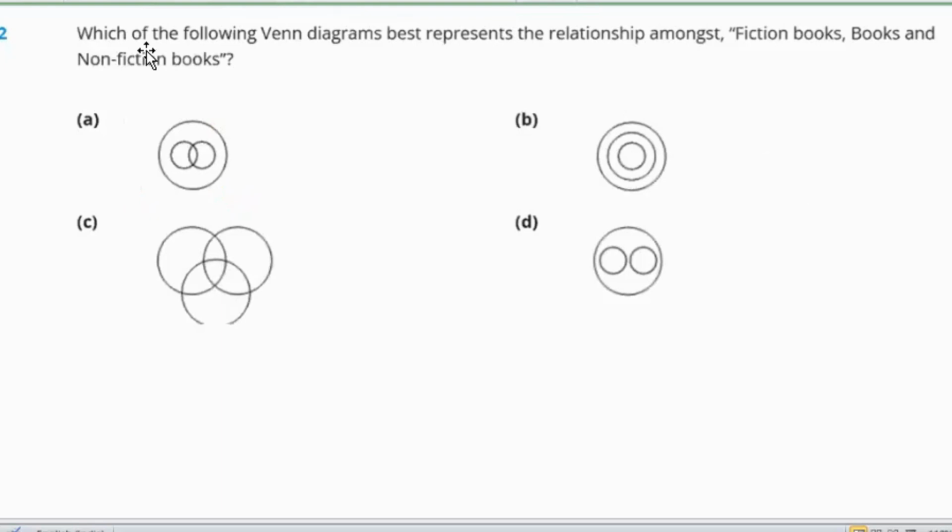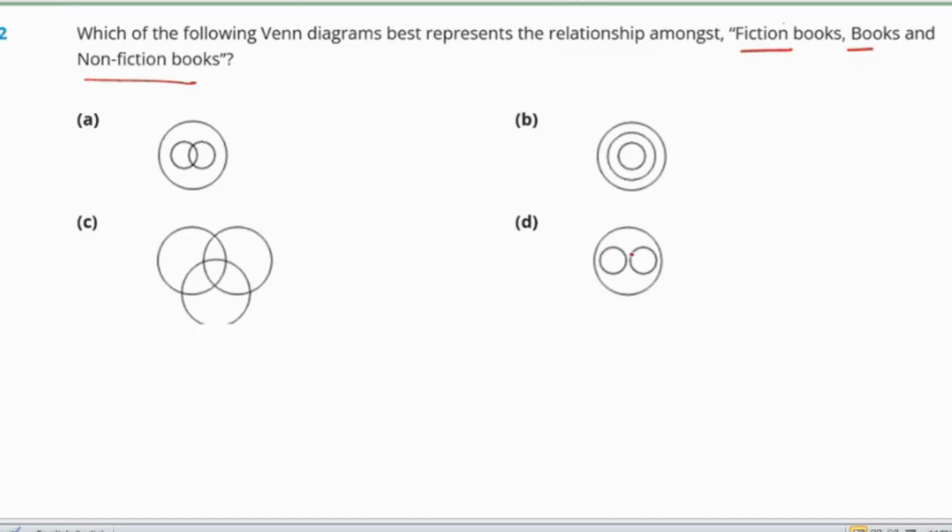The next question is saying: which of the following Venn diagrams best represents the relationship among the fiction books, the books, and the non-fiction books. Okay. So as we can already see over here, 3 types of books are given: fiction books, books itself, and non-fiction books. Okay. So what we can say is that fiction books and non-fiction books both are parts of the books.